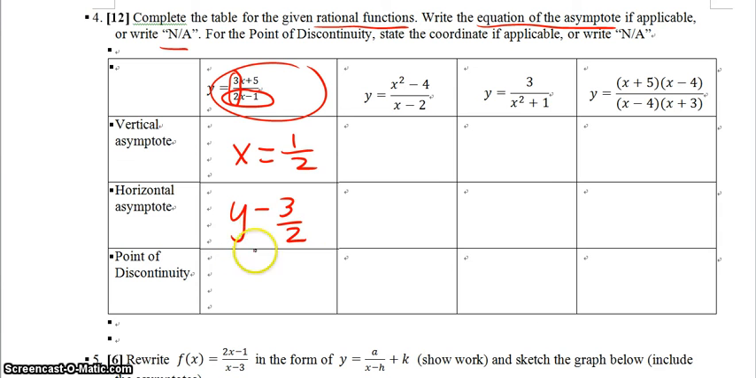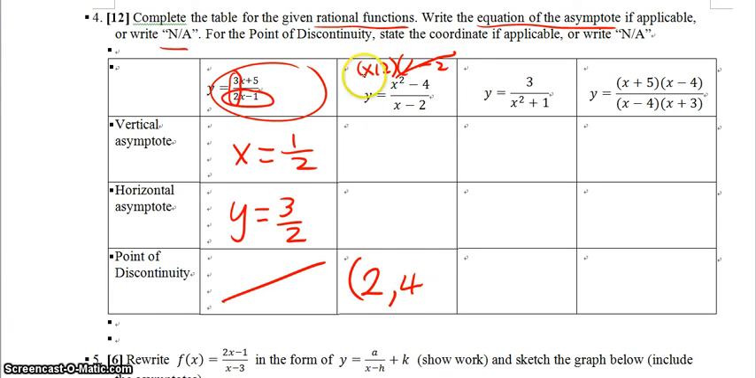All right. Finally, point of discontinuity. There's no point of discontinuity here. You only have a point of discontinuity when you can cancel out, like in the second example. When you can cancel that out, then you have a point of discontinuity. Anyway, these two are the same. So the point of discontinuity is at 2. And then you plug the 2 into the remaining equation, which is x plus 2, which gives you 4.